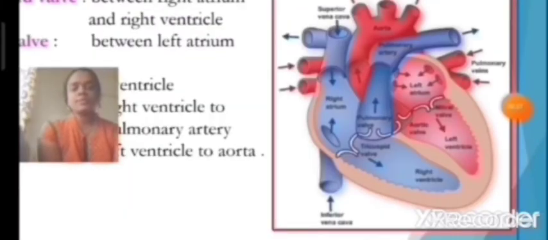So I have explained the types of blood vessels: arteries, veins and capillaries. The capillaries are very fine, narrow branches. They are directly connected to the cells and tissues. They collect the blood and unite to form veins. From those veins, the deoxygenated blood from all cells and tissues reaches the heart through the superior vena cava and inferior vena cava.